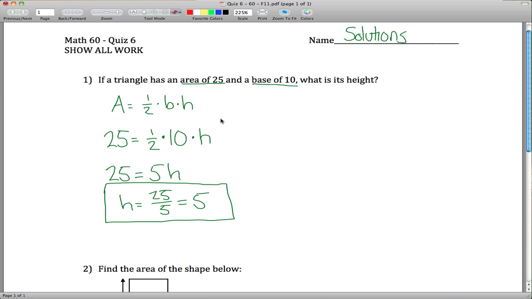If you're not sure if you did it right, you can plug it back in up top here. It'd be like 1/2 times the base is 10 times the height is 5. 1/2 times 10 times 5 is 1/2 times 50, which in fact is 25.